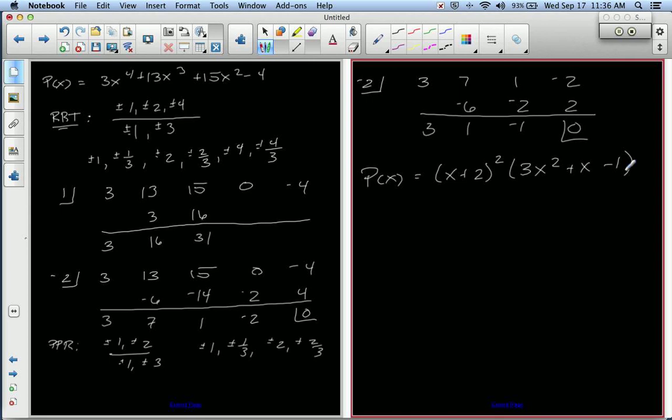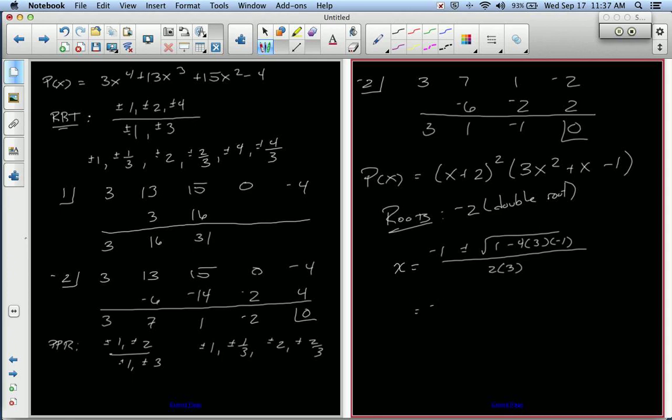Okay. From there, unfortunately, that is not factorable. You can try to factor it, I promise you it is not factorable. So you have to use the quadratic formula. So our roots are negative 2, which is a double root, and x equals the opposite of b, plus or minus the square root of b squared minus 4ac, all over 2a. So I get negative 1 plus or minus the square root of 13 all over 6.